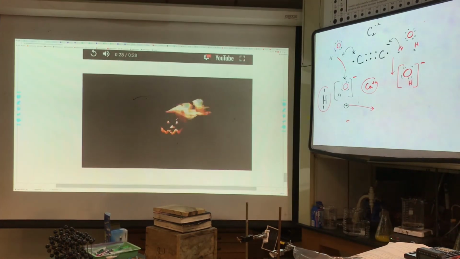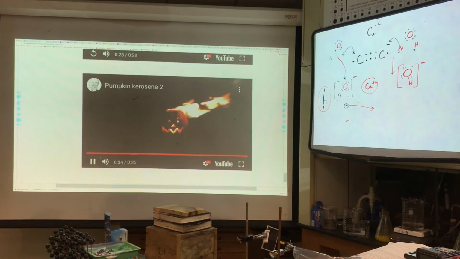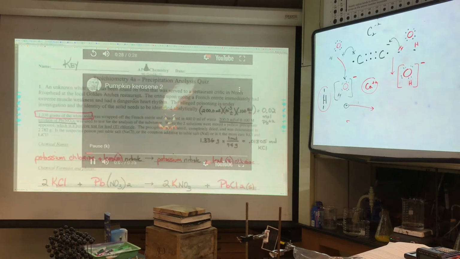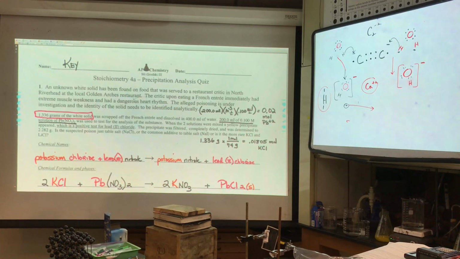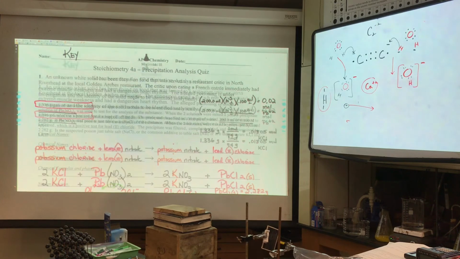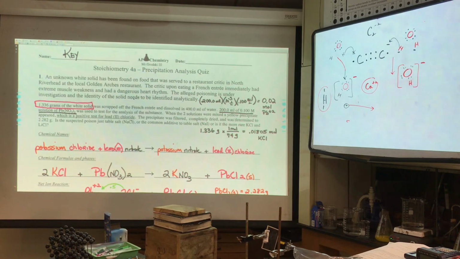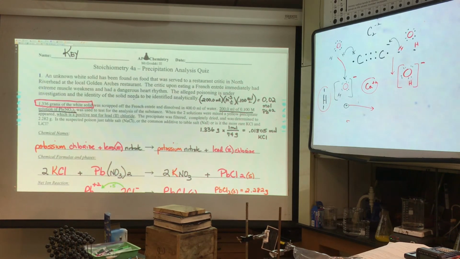Let's go to the explanation. Okay, so we have a food critic that was sitting in a North Riverhead restaurant, and it was a French entree. It was a French toast.